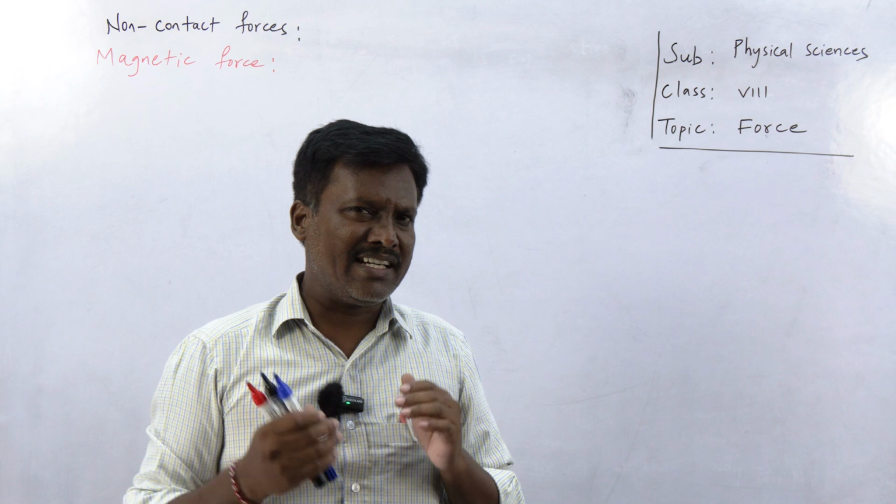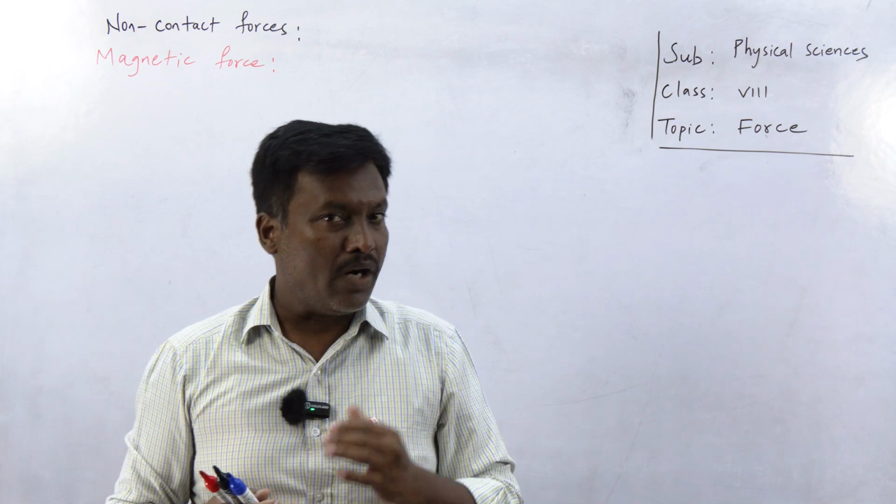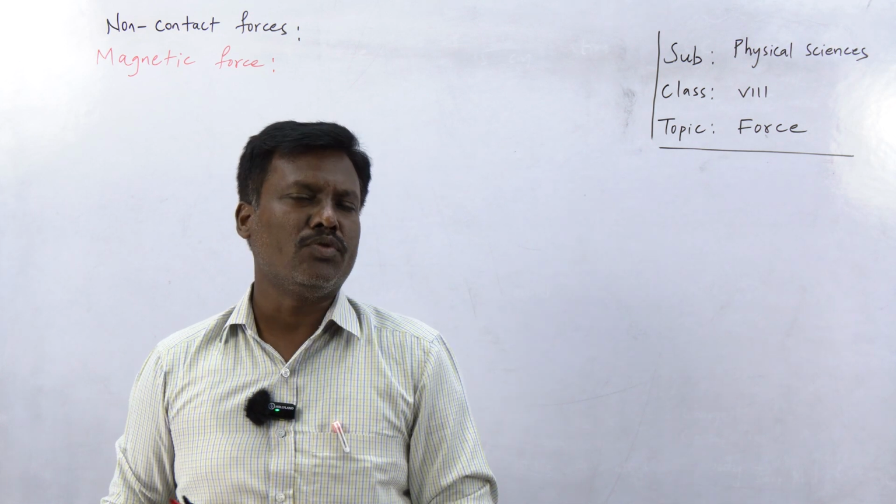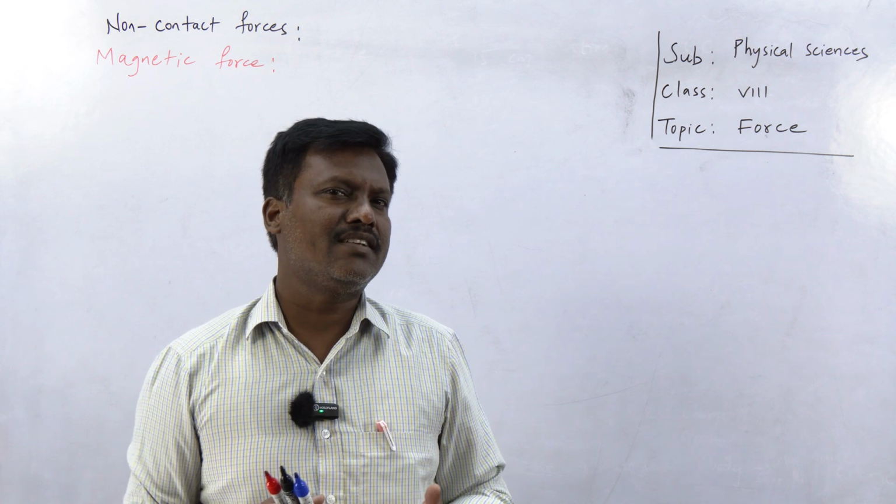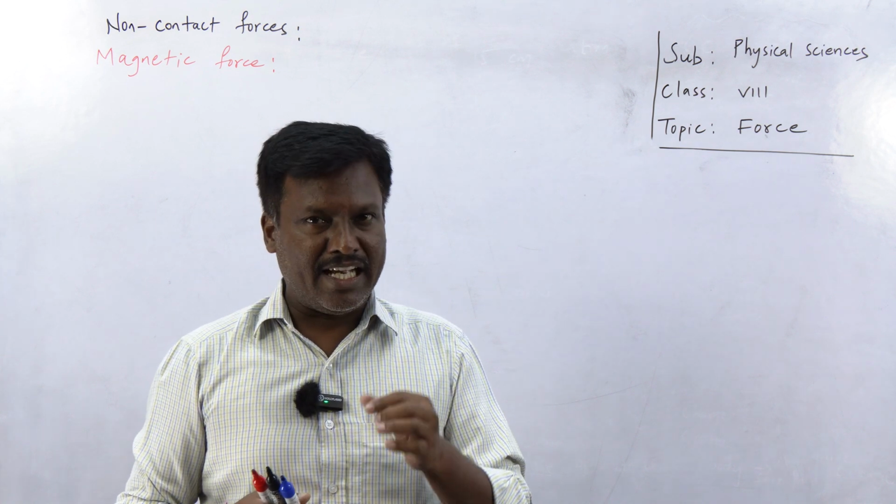So why does a magnet have only north and south poles? Why don't they have east, west and some other poles? What is the reason behind that? I'll explain.